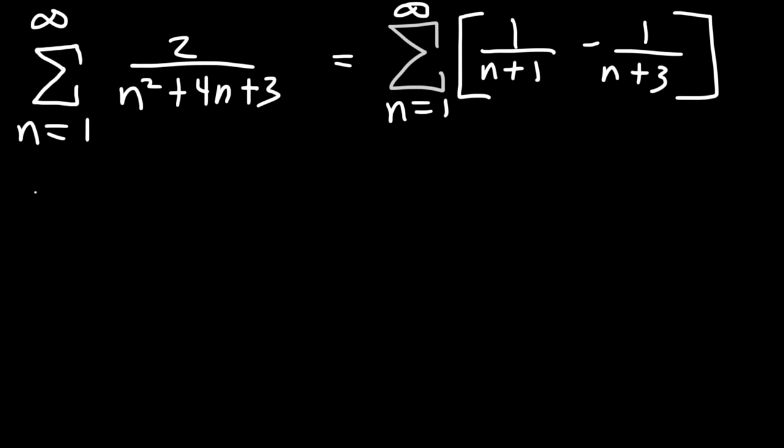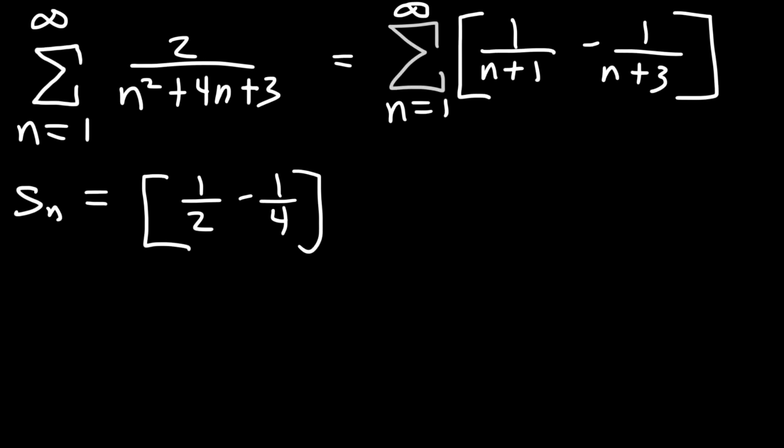Now, let's make a listing of the terms so we can come up with a general expression for the partial sum formula. So let's plug in 1. So if we plug in 1, we have n plus 1, 1 plus 1 is 2, and then n plus 3, 1 plus 3 is 4. So this is going to be 1 over 2 minus 1 over 4. So that's the first term.